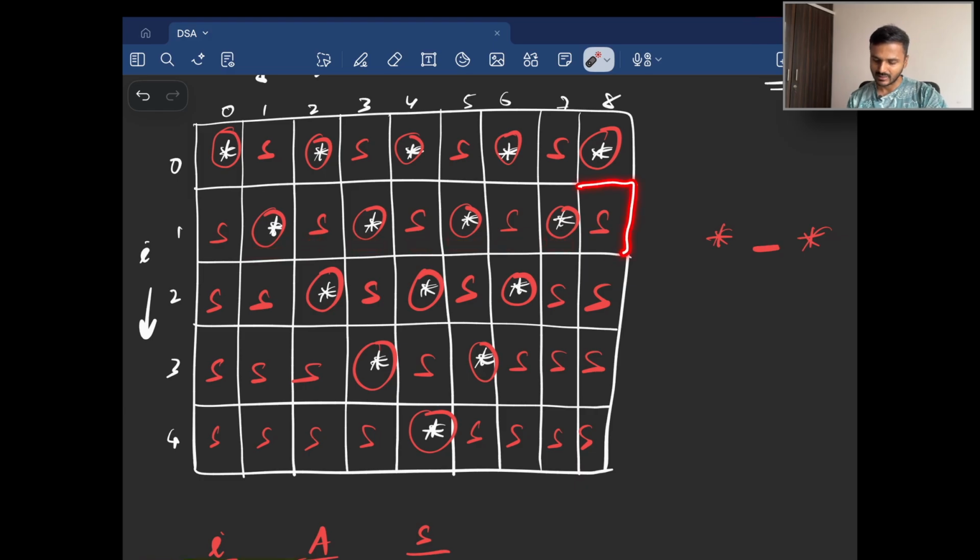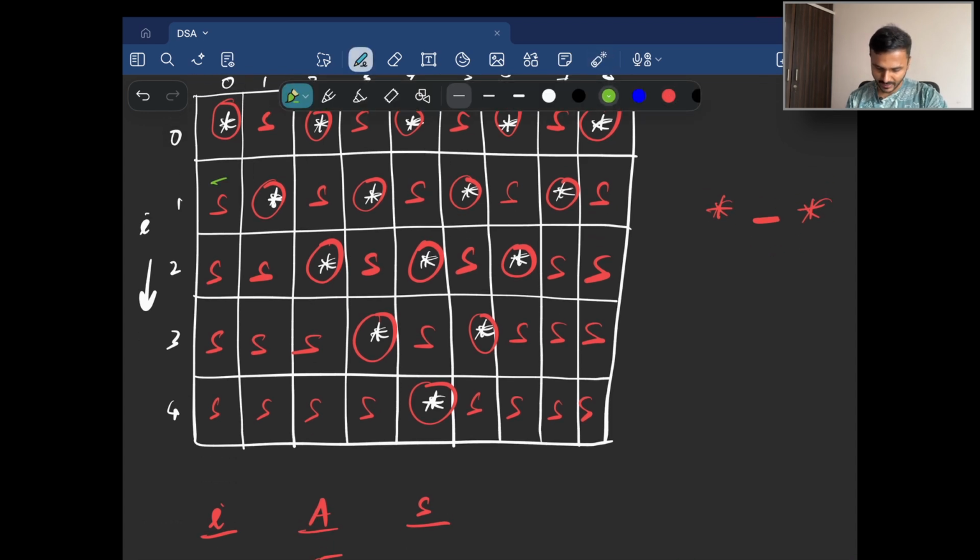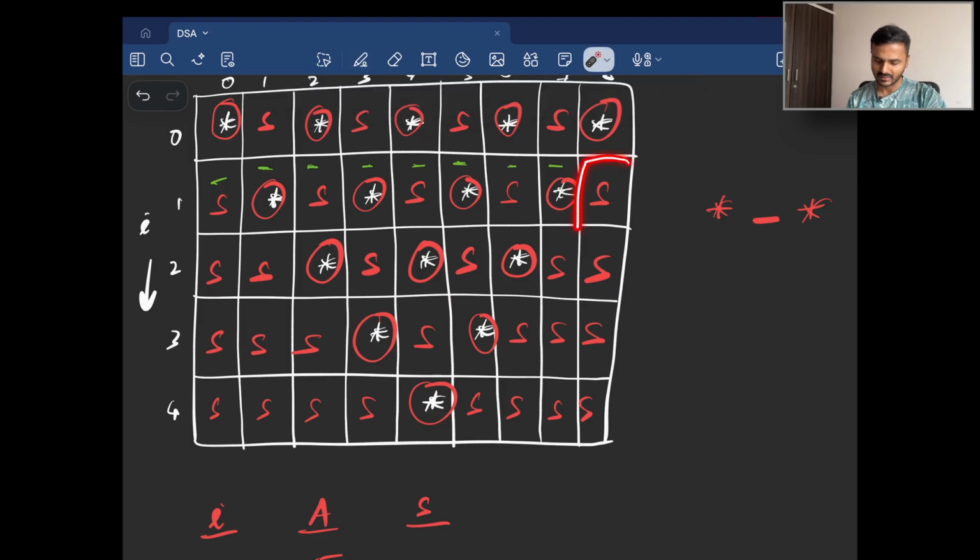Now, what about this last space that we have? Well, we need not worry about this, because if we print a space and then an asterisk and a space and then asterisk space and then asterisk space and then lastly asterisk, do we really need to care about this last space?